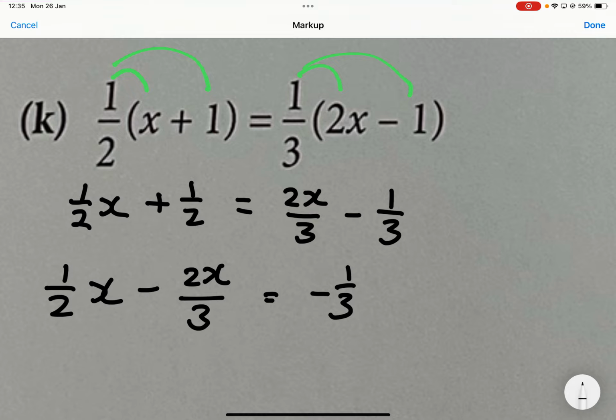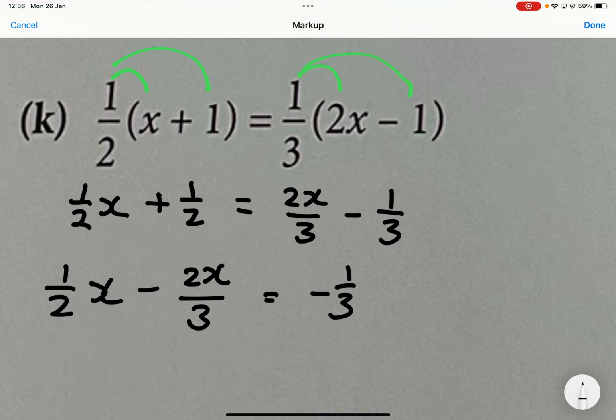Amira, following so far? After I do expansion I never change any of the left or the right. I'm just writing it differently. After I expand, half times x is half x, half times 1 is half. So I never change the number, I just make them look different. Same here: 1/3 times 2x is 2x over 3, and 1/3 times -1 is -1/3. I never change the term.